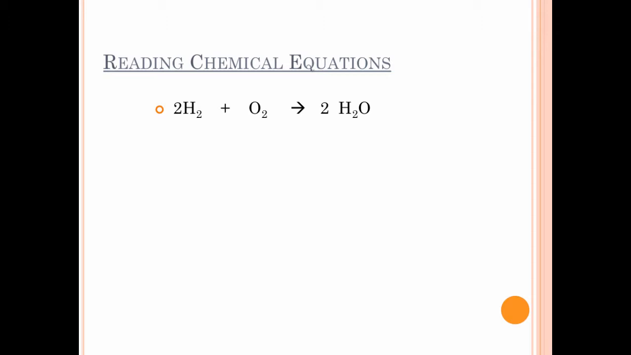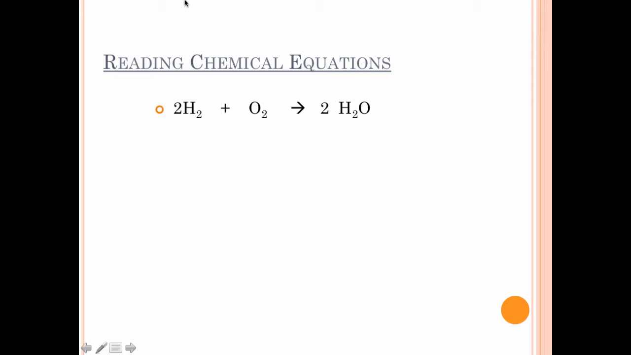Yesterday, you learned that a chemical formula, like 2H2, tells us two things: the elements involved and the number of atoms of each element. So I want you to look at this entire thing. This whole thing is called a chemical equation. A chemical equation is made up of chemical formulas. So if I was to read this chemical equation to you, it would sound like 2H2 plus O2 yields 2H2O.